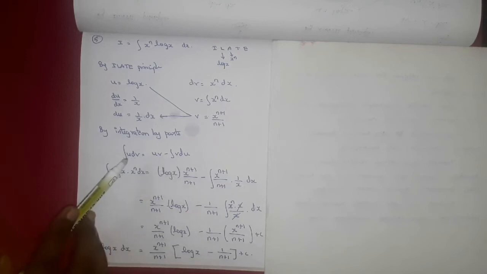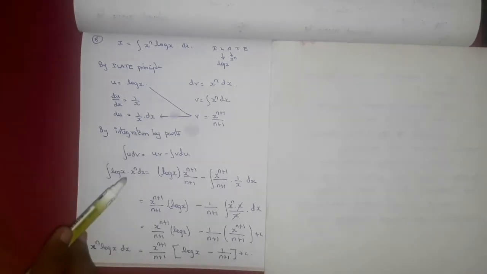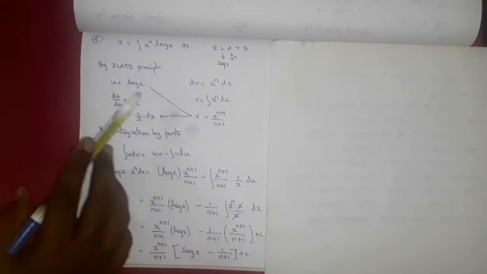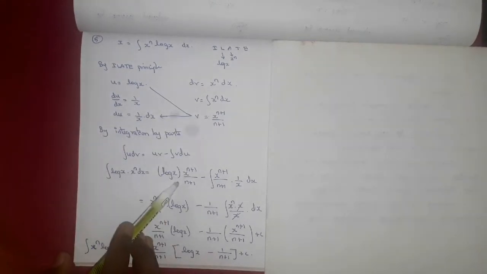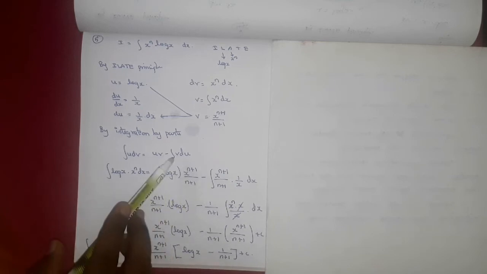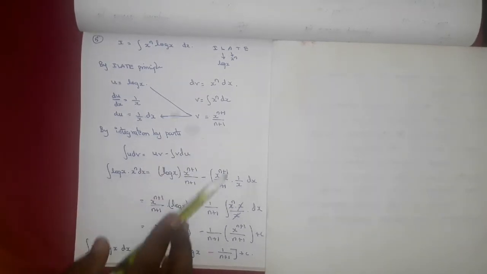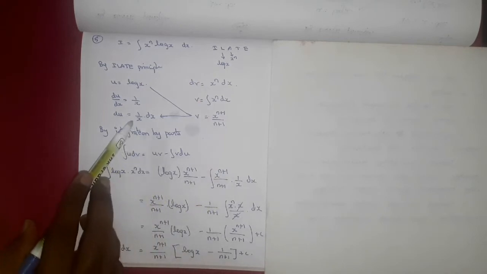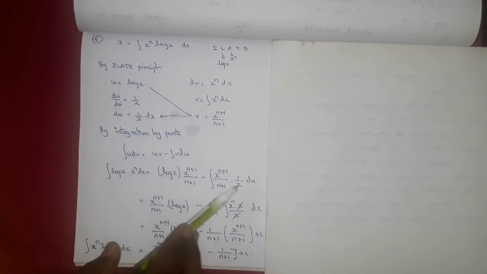So u dv, so u is log x and dv is x power n dx. So it is applied here, equal to uv. So multiply the u answer with the v answer, that is log x into x power n plus 1 by n plus 1, minus integral v du. V is what? X power n plus 1 by n plus 1, into du. Du answer is 1 by x into dx.